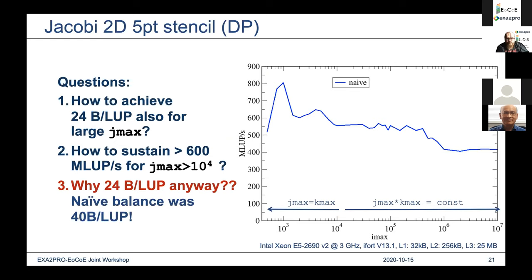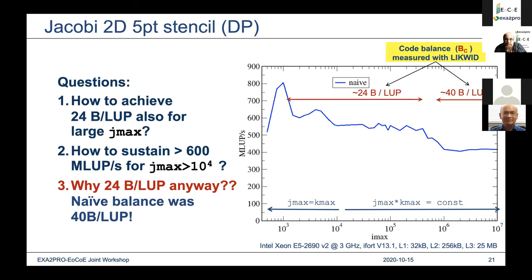So if we look at it and measure it, we see that we have 24 bytes per lattice site update for some range, and then we come down to 40 bytes per lattice site update. Why is it like that? Can we sustain these 600 megalattice updates per second for larger sizes? And why 24 bytes at all? I mean, we calculated that it was 40 bytes per lattice site update. What is going on here? These are the questions that arise if you see this picture.